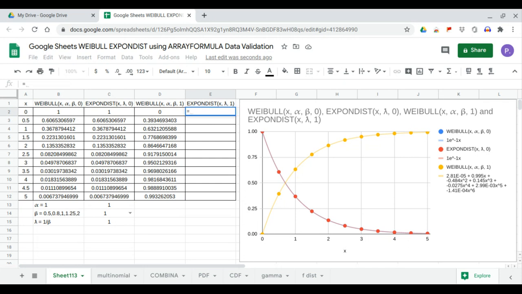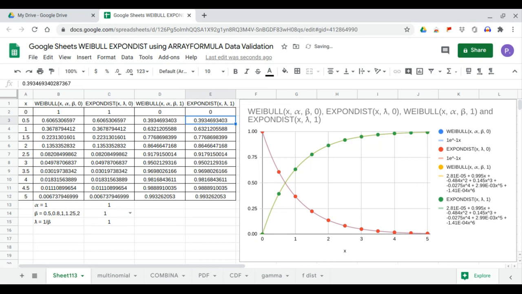Next we enter the EXPONDIST. Array formula, EXPONDIST of the x values, and our lambda will be this cell, and 1 because it is the cumulative distribution function. And in green, same as yellow, they have the same trend line equation and the data sets are the same. Likewise, in the probability density function, the data sets are the same.